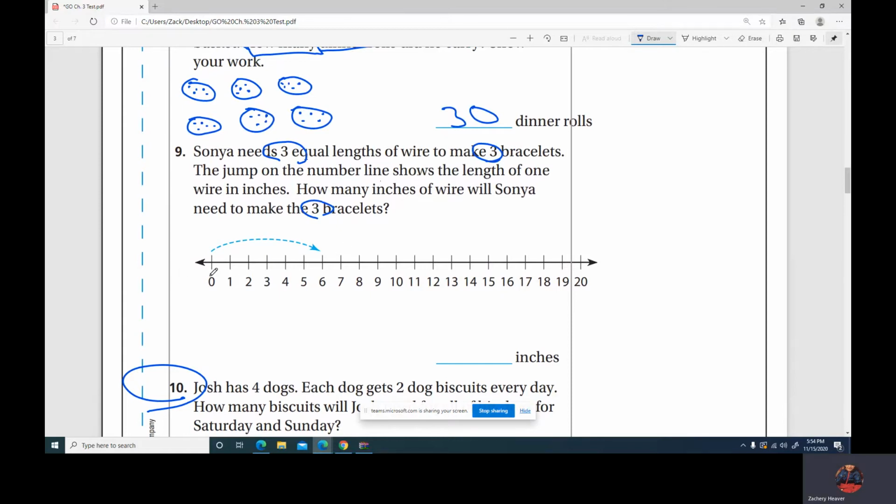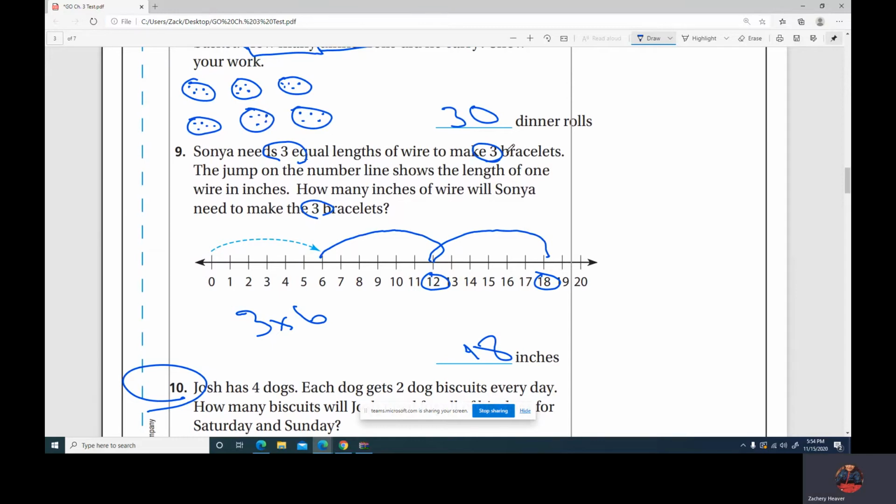So if we skip count 0 to 6, we get 1 jump of 6. 6 plus 6 is 12. That's 2 jumps. We need 1 more jump. 12 plus 6 is 18. So we have 3 jumps, all of 6, which is 3 times 6, which equals, she needs a total of 18 inches. Okay?